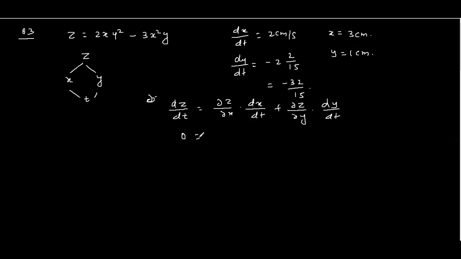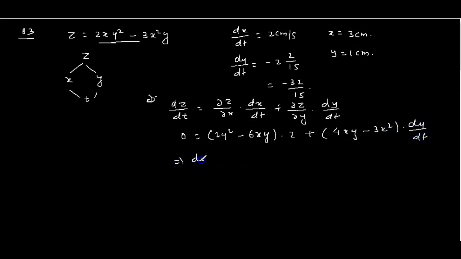So that y passes through the value of 1 centimeter, x is decreasing. So this part is 0. Del z by del x, if you differentiate here, we'll get 2y squared minus 6xy, into this dx by dt, which is given as 2, plus del z by del y with respect to y. If you differentiate, we'll get 4xy minus 3x squared, into dy by dt, which we have to find.